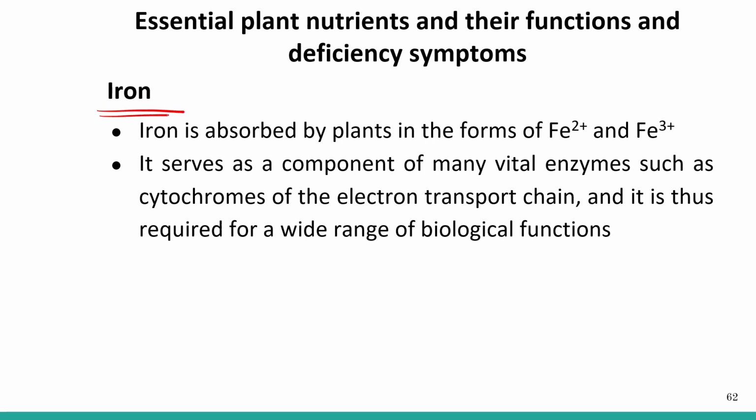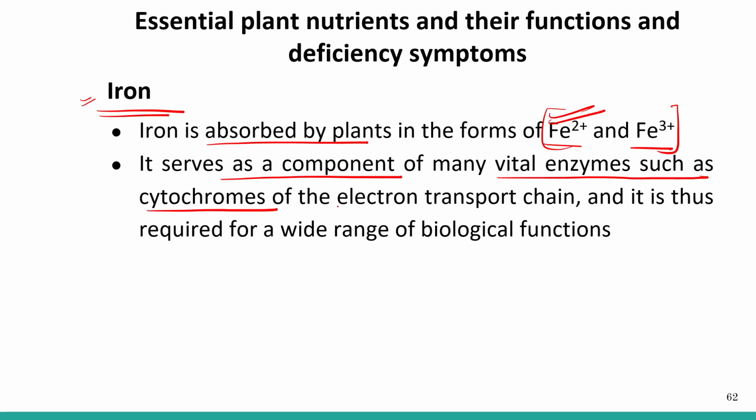Next is iron, very important. Iron is absorbed by plants in the form of ferrous and ferric. So these are the two different forms in which iron is absorbed by the plant. It serves as a component of many vital enzymes such as cytochromes of the electron transport chain. So they are a structural component of very vital enzymes. We all know how important these cytochromes of the electron transport system are in the process of respiration.